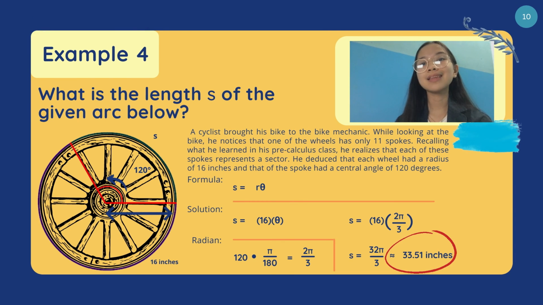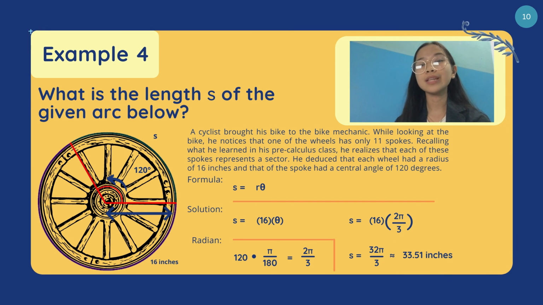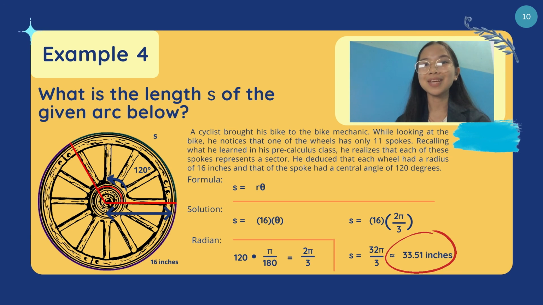To conclude, the length of the arc of each spoke is approximately equal to 33.51 inches with a radius of 16 inches and a central angle of 120 degrees.